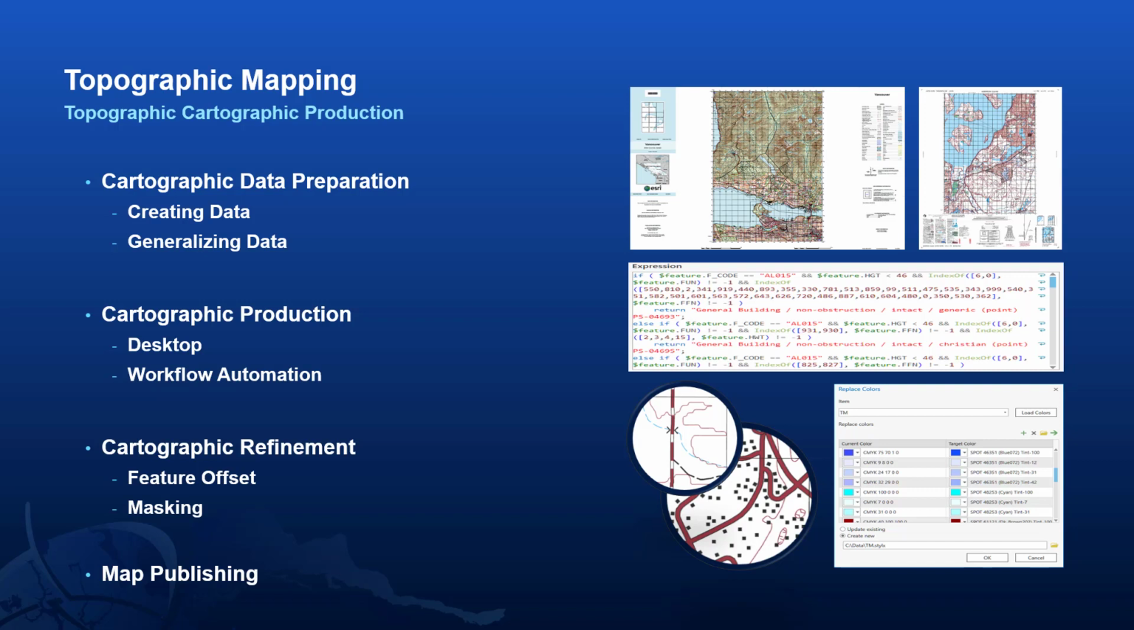After the layout is created and populated with the necessary data for the elements and the surround information, the user can now open the layout and finish the map. This is the cartographic refinement section. Tools for feature offsets and masking can be found in the topographic production toolbox. After the finishing step is complete, users can then export the map.